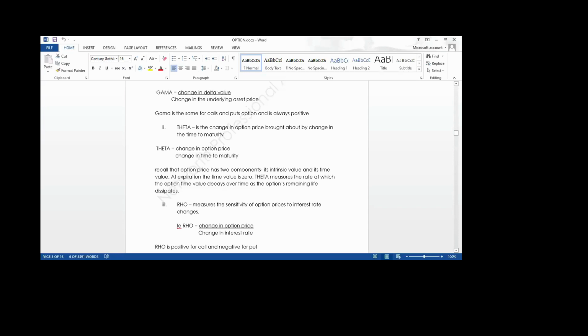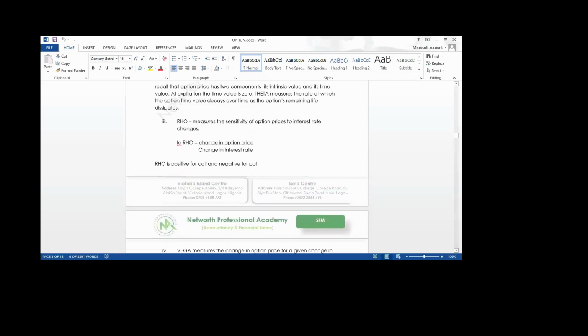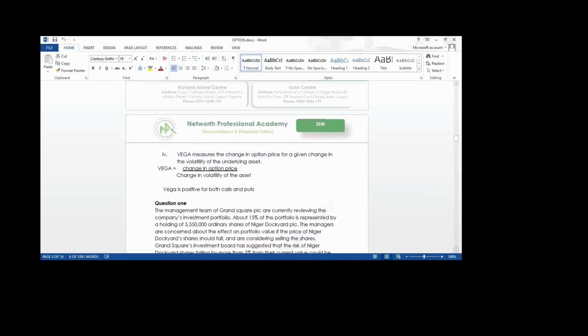Rho is positive for call option and negative for put option. Lastly, we explain Vega. Vega measures the change in option price for a given change in volatility of the underlying assets.